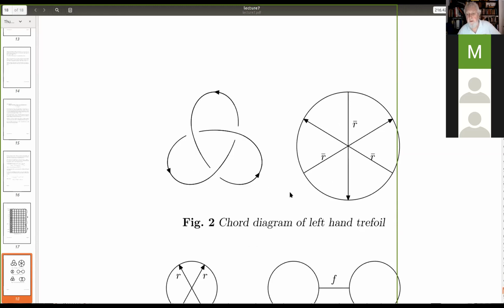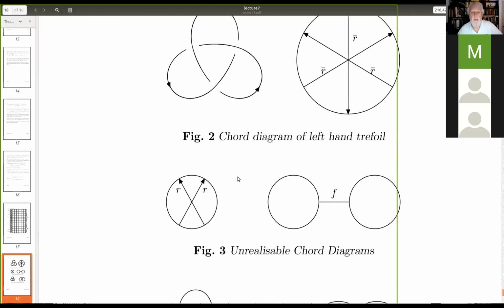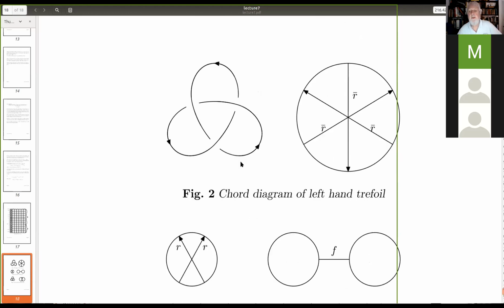So that's a chord diagram, and you can do it for links as well. These arrows here appear to cross in the center, but that's just an illusion. The arrows are disjoint from every other arrow, and they just have endpoints on the circle. So every knot has a chord diagram. Every knot diagram has a chord diagram.